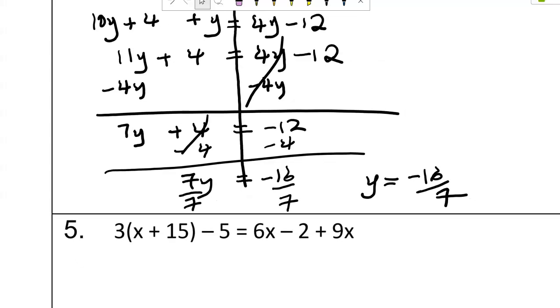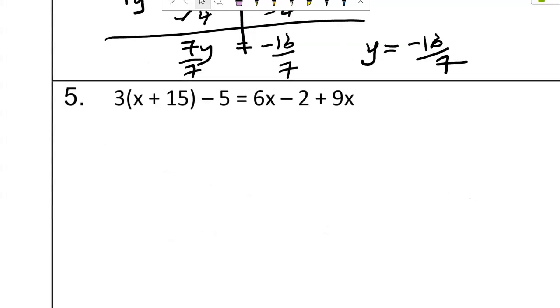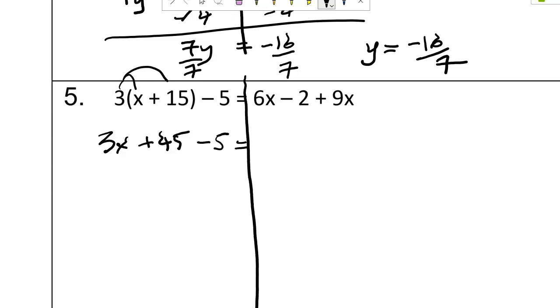Okay, similar problem. Here we go. Distribute. 3 times x is 3x. 3 times 15, 45. Then we bring down that negative 5. Got our equal sign. Draw your line to keep everything straight. Why don't we go ahead and simplify these two? Because 6x's and 9x's, isn't that 15x's?